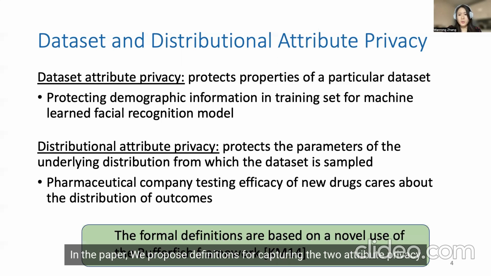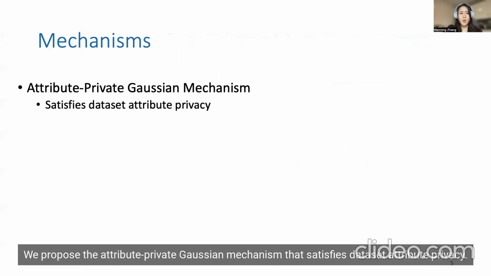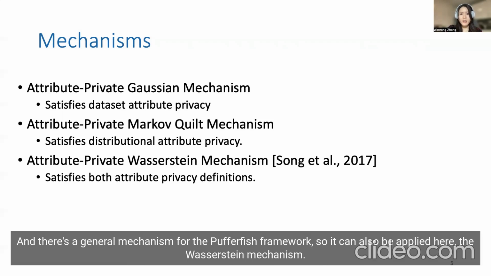And in this paper, we propose definitions for capturing the two attribute privacy notions by instantiating a general privacy framework called the Pufferfish framework. We also give three mechanisms to achieve attribute privacy. We propose the attribute private Gaussian mechanism that satisfies dataset attribute privacy. And we have the attribute private Markov field mechanism that satisfies distributional attribute privacy. And there's a general mechanism for the Pufferfish framework, so it can also be applied here, the Wasserstein mechanism.